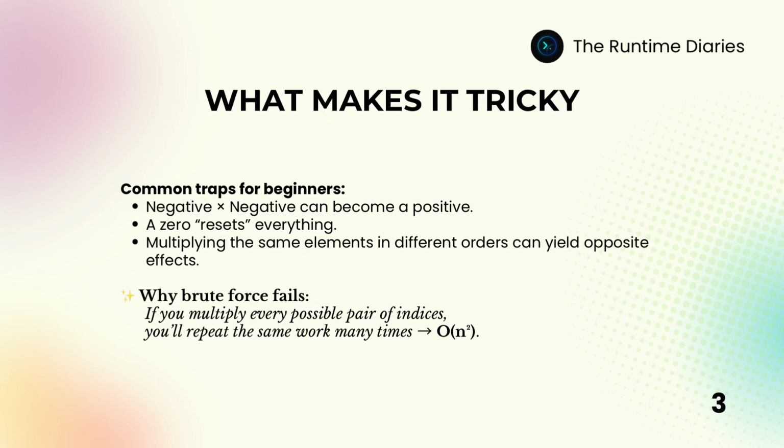Here's where most people get tripped up. First, multiplying two negatives gives a positive, so a bad streak might suddenly turn good. Second, if you hit a zero, your entire product chain resets. And third, if you try to multiply every possible combination manually, you'll end up repeating tons of work. That's the brute force O(n squared) approach. The key insight is realizing you don't have to start over each time. You just need to remember what happened at the last step.